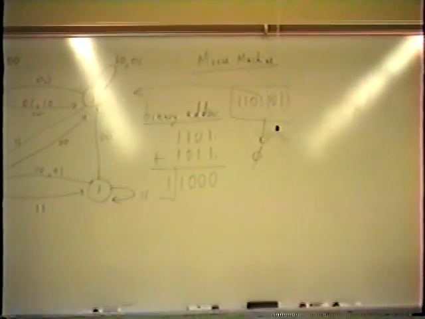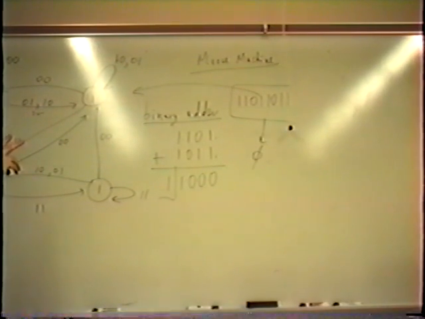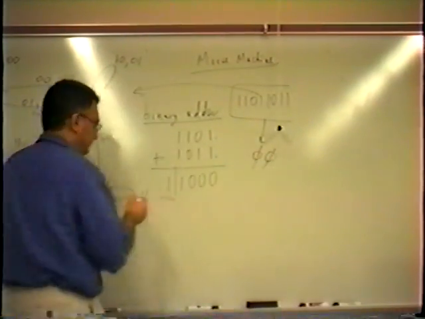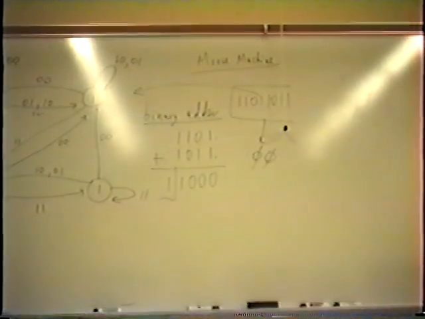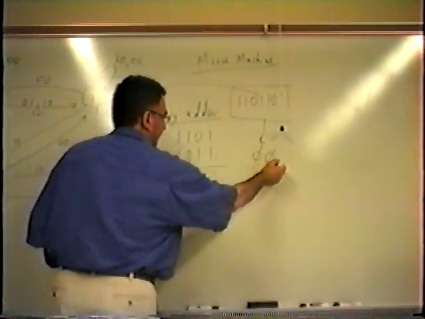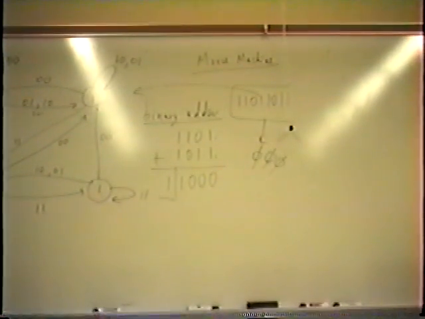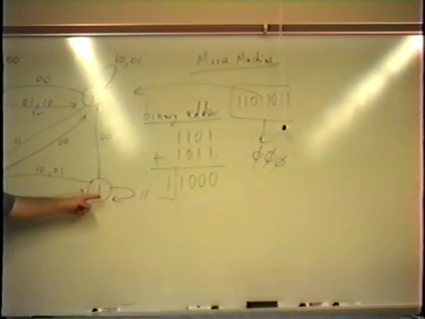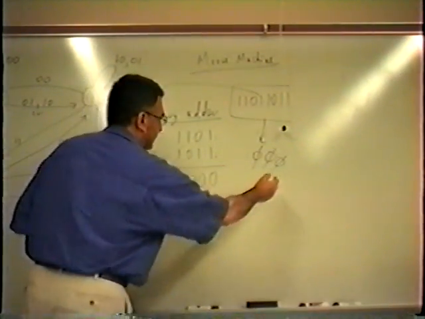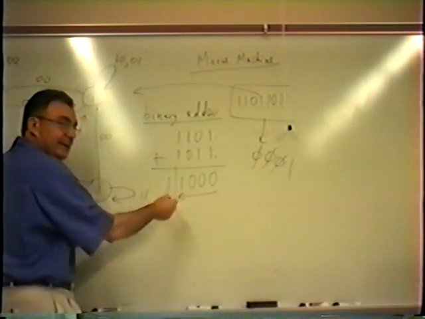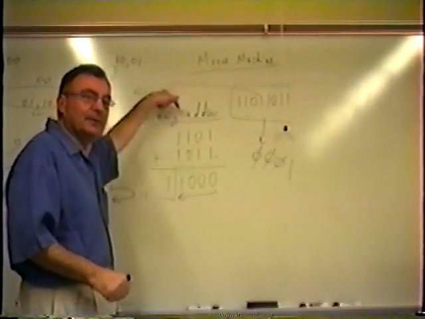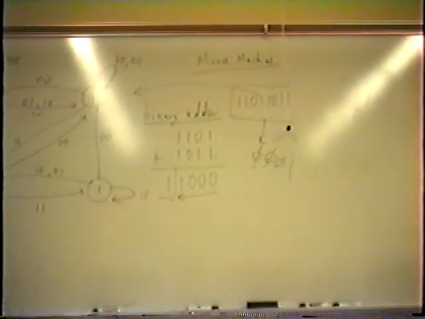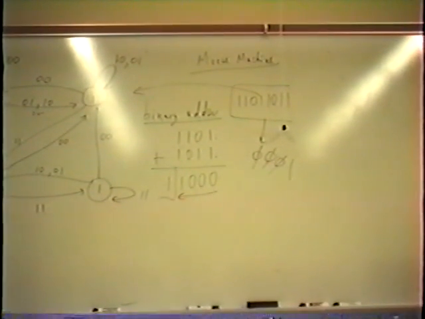Now I'm here. What's the next input? 0, 1. Stay here, output 0. 1, 0. Stay here, output 0. And 1, 1. Go there, output is 1. So you got the correct output in reverse order. Because I'm adding this way, right? This plus this, I'm getting the output this way. Okay?